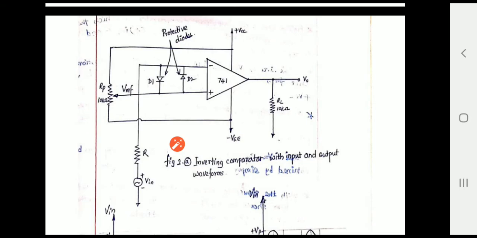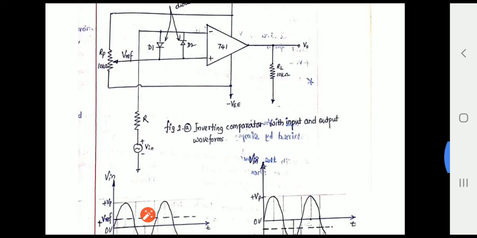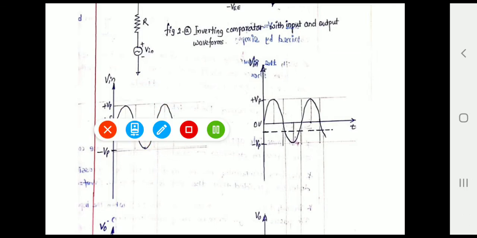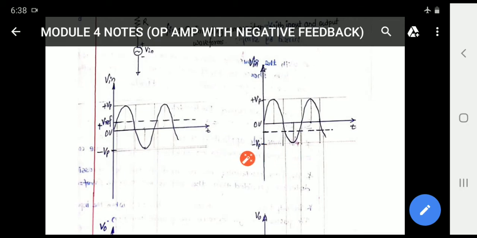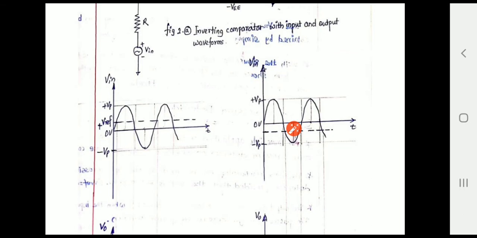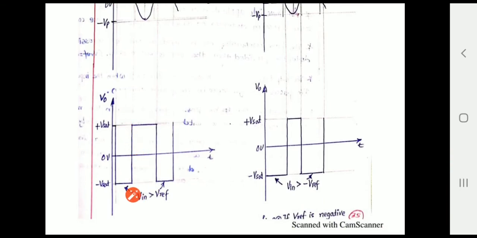Now we will keep the reference voltage at a particular value. Again we apply the input voltage, and we get the output voltage with respect to that. Here is a complete waveform of input. This is the reference voltage, with positive and negative references, both the same as we discussed for the non-inverting comparator. Since this is an inverting comparator, there is a 180-degree phase shift. Positive becomes negative: during this part of the positive cycle, we get a negative cycle with minus V saturation, which is shown here.